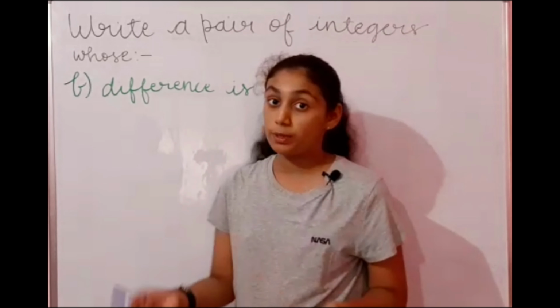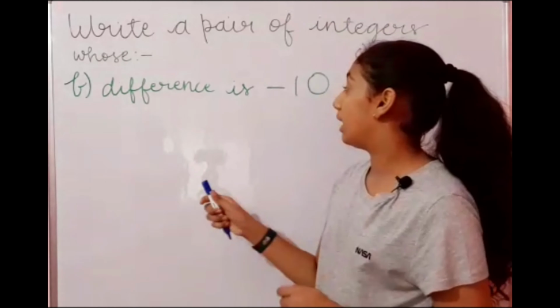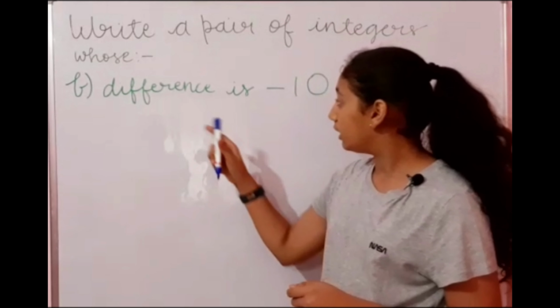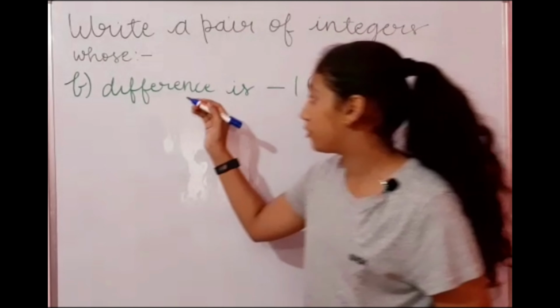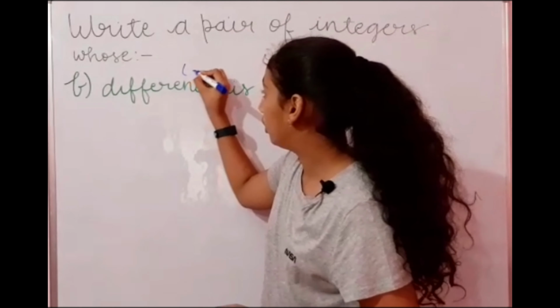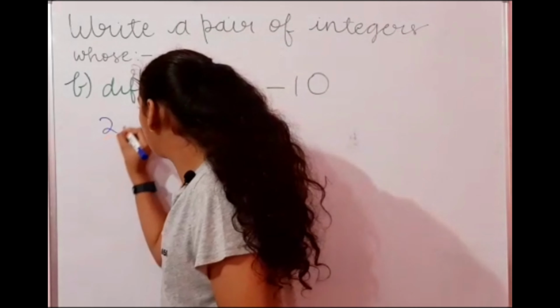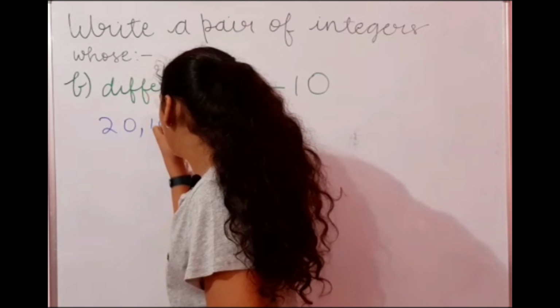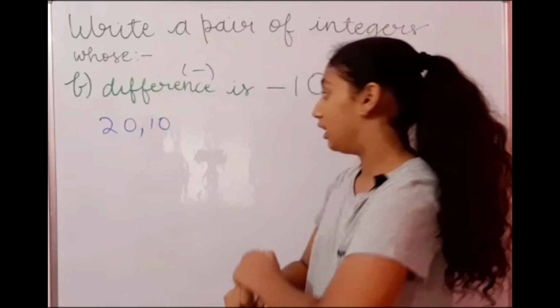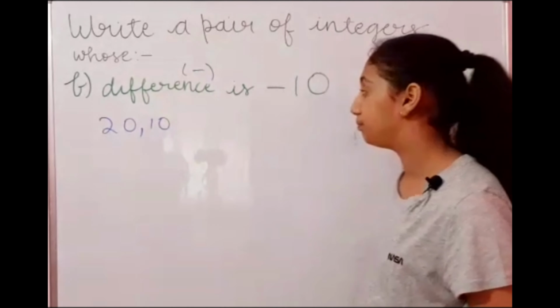Now talking about the B part. The B part says that write a pair of integers whose difference is -10. Difference means to subtract. Now forgetting the signs, we need to find two such integers that when we subtract them, the answer should come as 10. Two such integers are 20 and 10. Now let us put the signs on them.